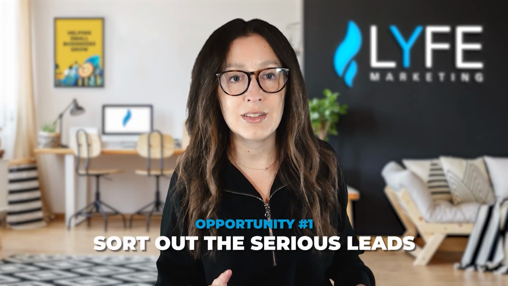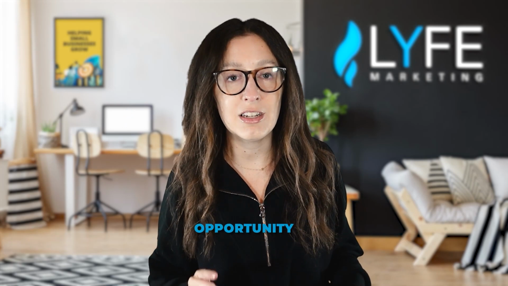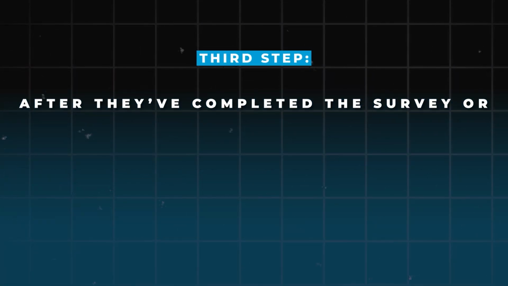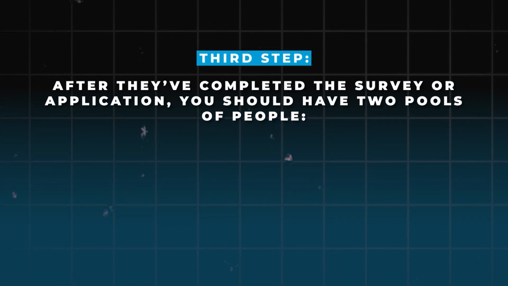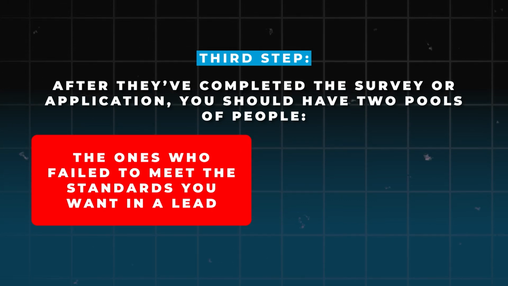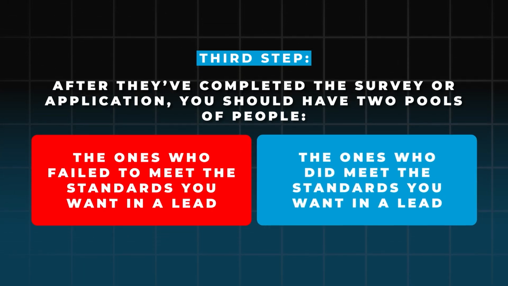Number 1, sort out the serious leads from the unserious leads, and number 2, sort out the qualified leads from the unqualified leads. Which brings us to the third thing you need to do to book more qualified appointments. After they've completed the survey or application, you should have 2 pools of people. The ones who filled it out and didn't quite meet the standards or qualifications that you were looking for in a lead, and the ones who did.